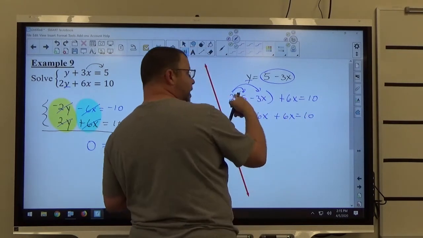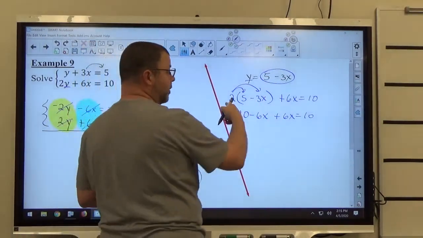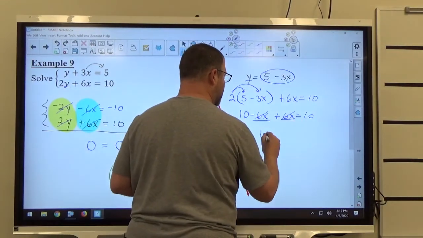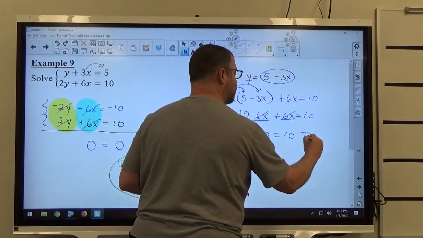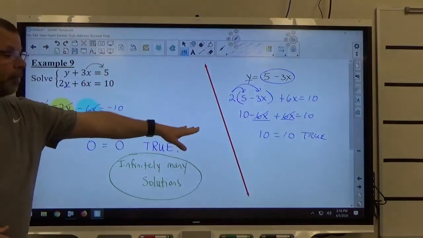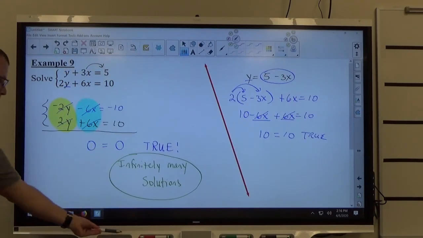And once again, by substituting 5 minus 3x for y, y went away, and by distributing and then simplifying, negative 6x plus 6x cancels. I'm left with 10 on the left equals 10 on the right. It's still a true statement. Not the exact same true statement, it doesn't matter. Again, both variables in the process of doing what we normally do got eliminated. The leftover statement is a numerical statement, just numbers. It's either true or false. If it's true, we're looking at one line sitting on top of the other. We get infinitely many solutions. That would be the correct answer to the problem when that happens.